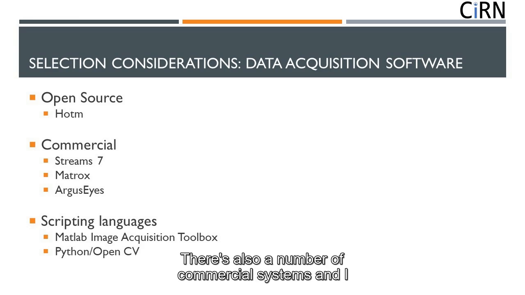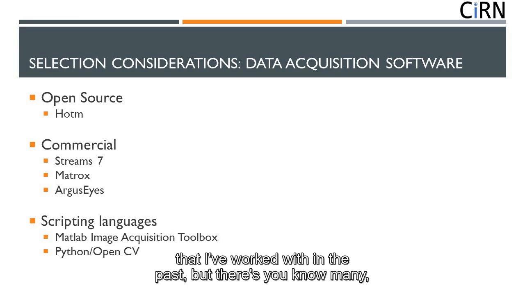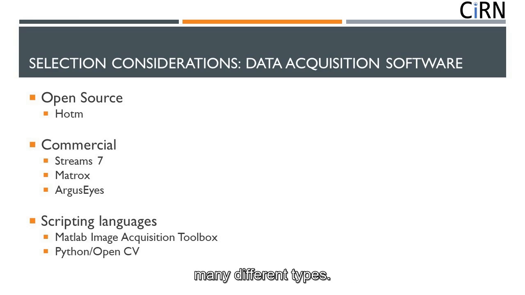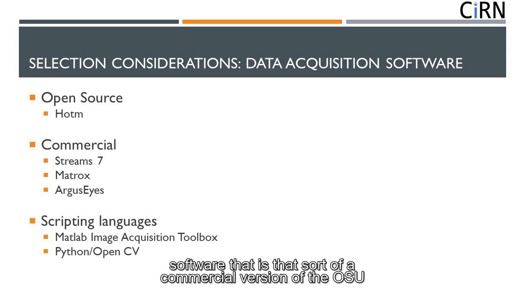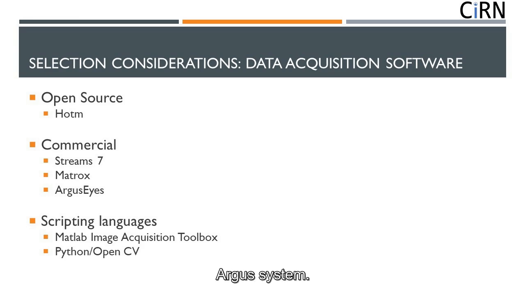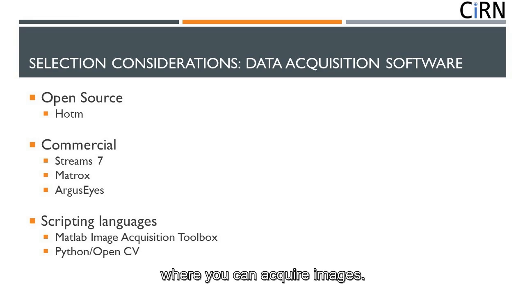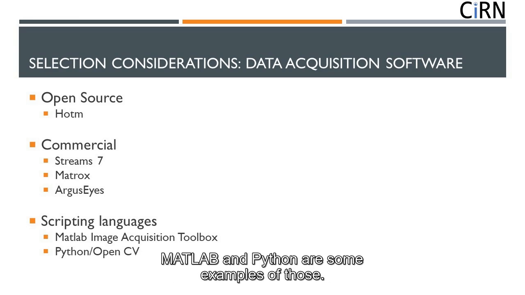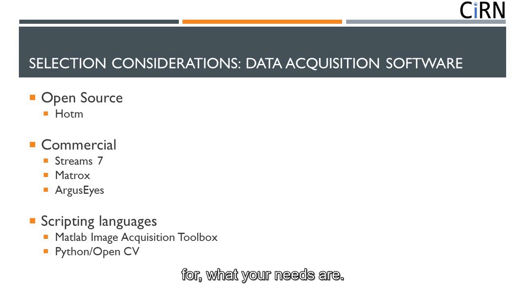There's also a number of commercial systems and commercial software available, and I've just listed a few here that I've worked with in the past, but there's many, many different types. I'll mention Argus Eyes, which is a newly developed software that is a sort of commercial version of the OSU Argus system. And then there's a number of different scripting languages where you can acquire images. MATLAB and Python are some examples of those. So lots of different choices depending on what you're looking for, what your needs are.